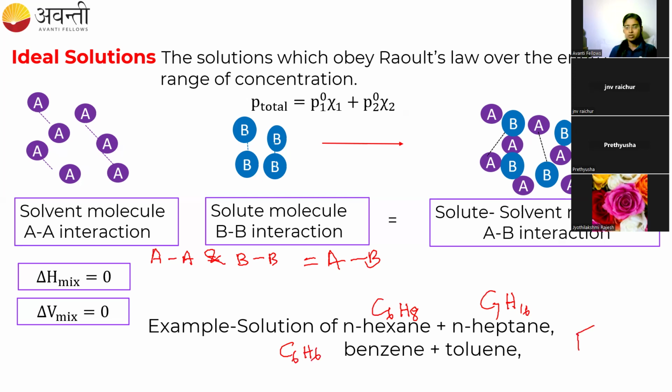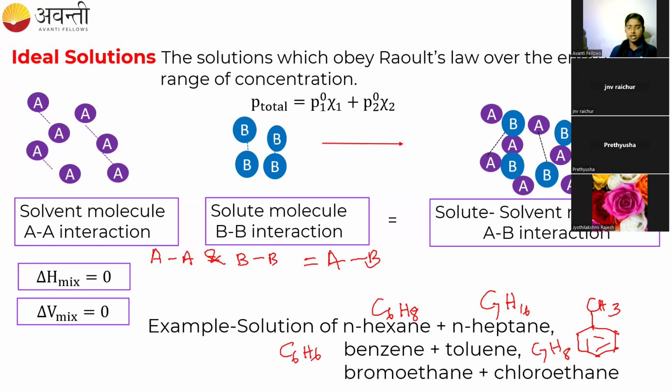A CH3 group attached to the phenyl ring is called toluene. So there will be 7 carbon and 8 hydrogen. So this is the formula for toluene. Then coming to the third example, it is bromoethane and chloroethane. Bromoethane formula is C2H5Br and chloroethane is C2H5Cl. Okay. So such types of compounds form ideal solutions.